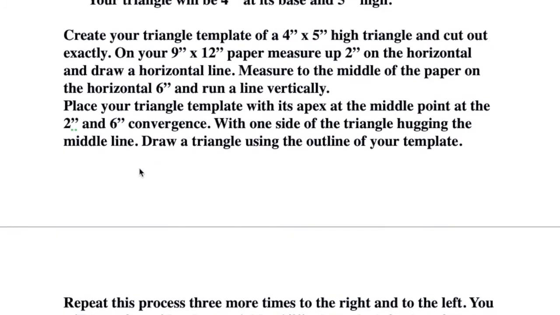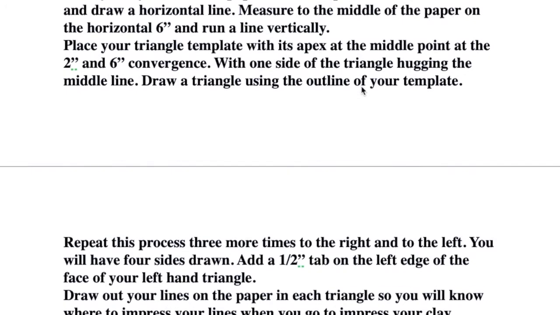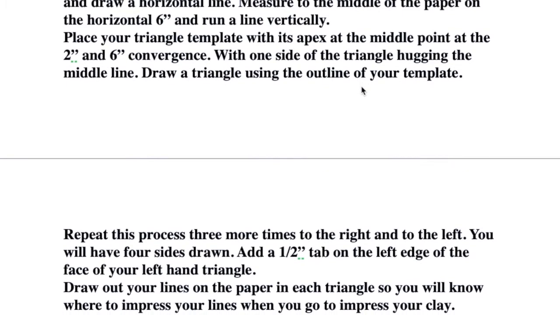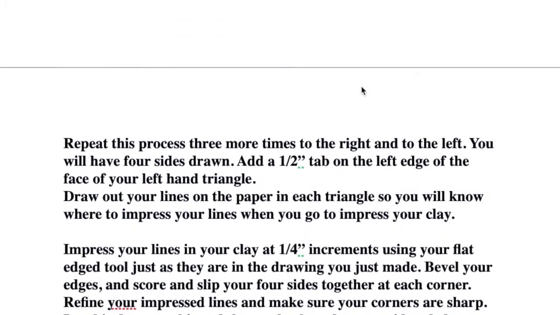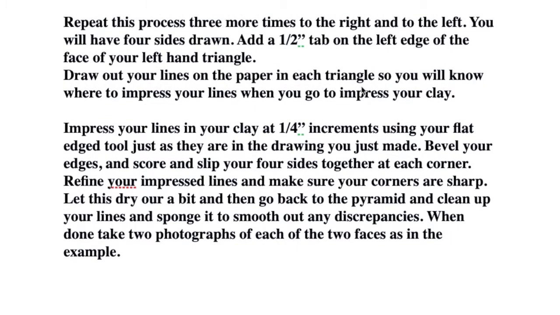Create your triangle template of a 4 inch by 5 inch high triangle and cut it out exactly. On your 9x12 paper, measure up 2 inches on the horizontal and draw a horizontal line. Measure to the middle of the paper on the horizontal, 6 inches, and run a line vertically. Place your triangle template with its apex at the middle point and the 2 inch by 6 inch convergence, with one side of the triangle hugging the middle line. Draw a triangle using the outline of your template. Repeat this process 3 more times to the right and to the left. You will have 4 sides drawn.